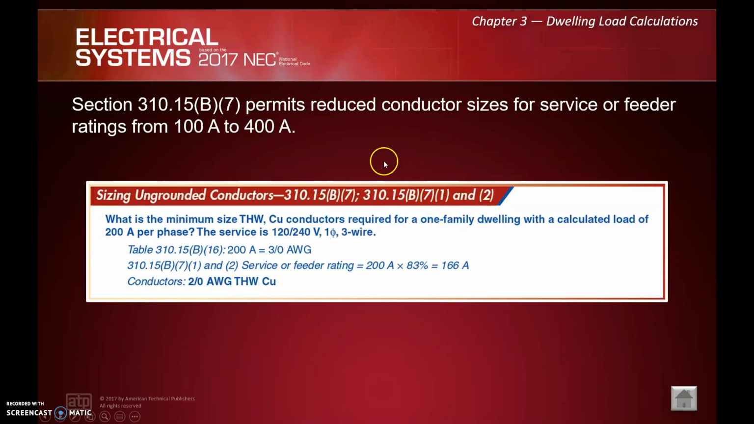But we are permitted to reduce conductor sizes for service feeder rating from 100 to 400 amps. This is kind of an often overlooked code, but 310.15(B)(7) permits this. If you think about it, 4/0 aluminum is commonly used for a 200 amp service. If you check 310.15(B)(16), that's not quite going to cut it, but 310.15(B)(7) actually permits us to do that. They permit, and I think the factor is 83% here across the board. But you can see that's why we get away with those slightly smaller sizes residentially.